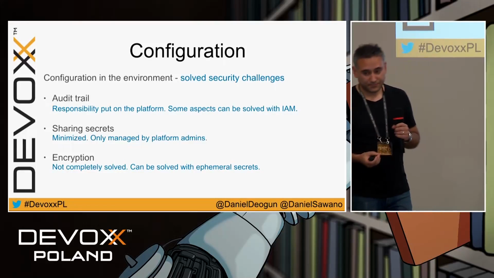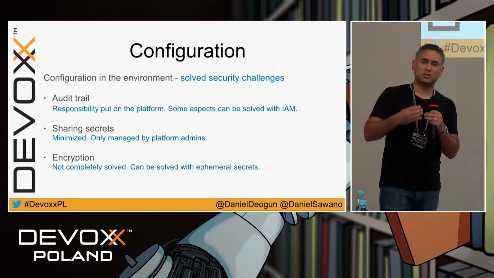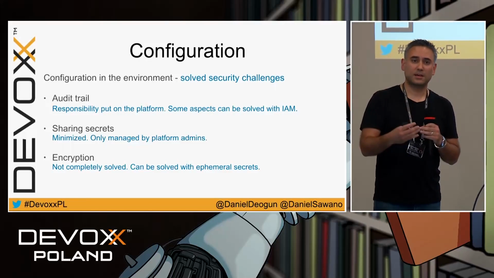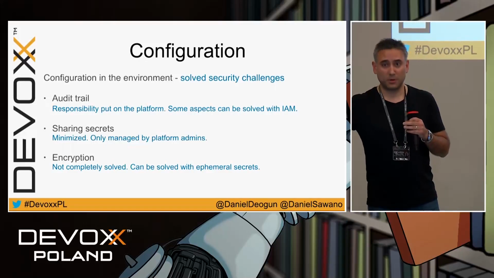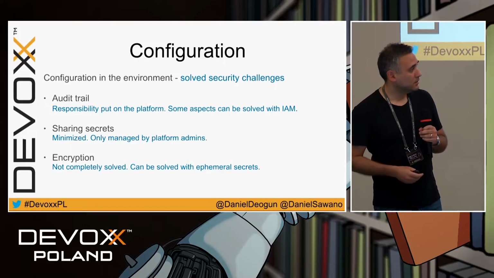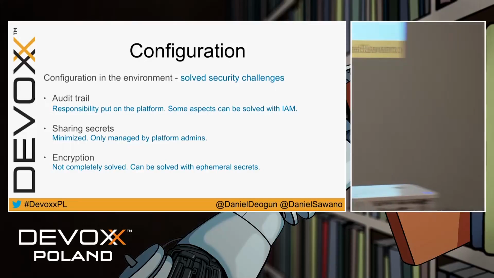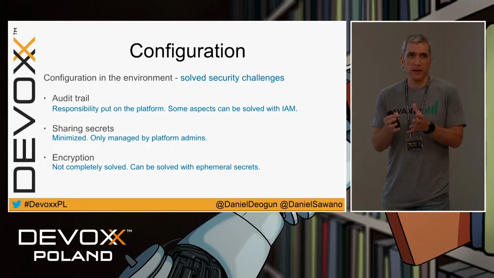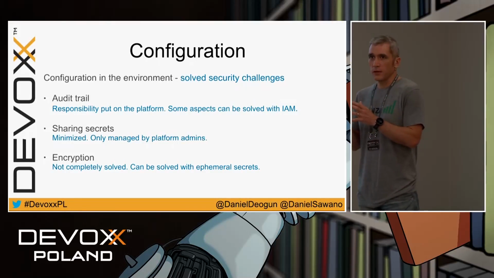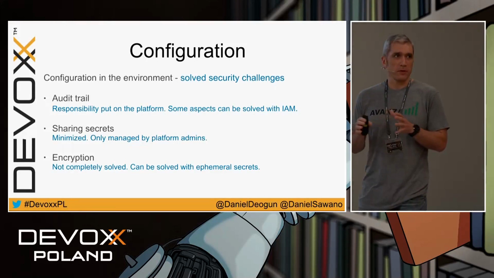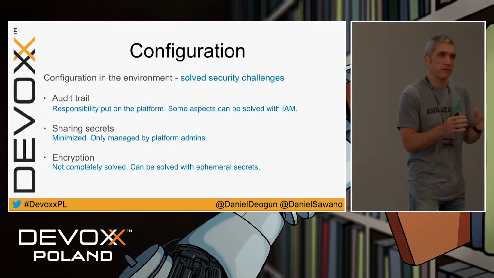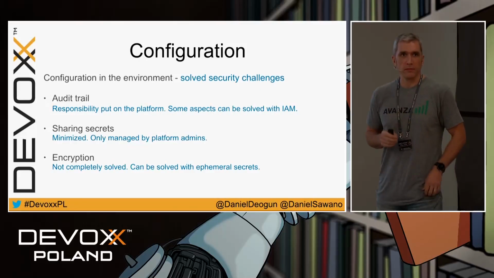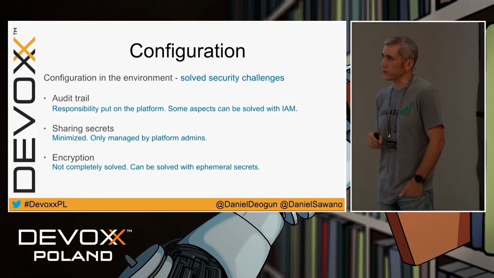Well, first of all, we sort of push the responsibility of audit trail from the application to the platform or environment. Since it's the environment that now handles all the configuration, the platform can manage the audit trail, and also it's not going to be every single developer that can look at the configuration anymore. It's going to be a very small group of people, like the sysadmins. So you really narrowed it down in terms of the number of people that can look at the secrets.